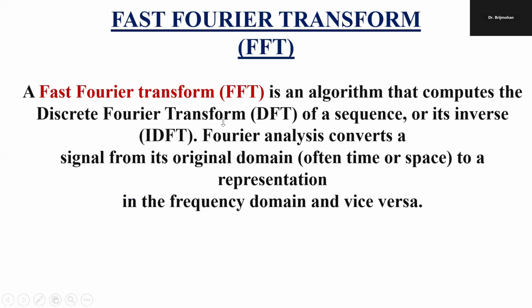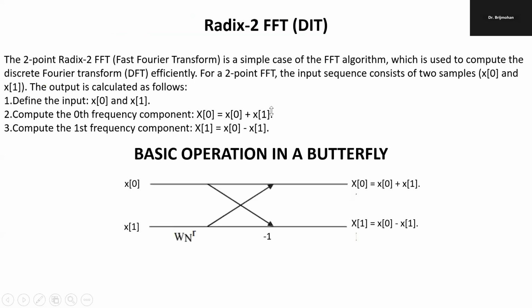So, what is the fast Fourier transform? It is simply an algorithm that computes the discrete Fourier transform of a sequence in a fast manner. So, let us discuss the Radix-2 FFT DIT method, where DIT is decimation in time.